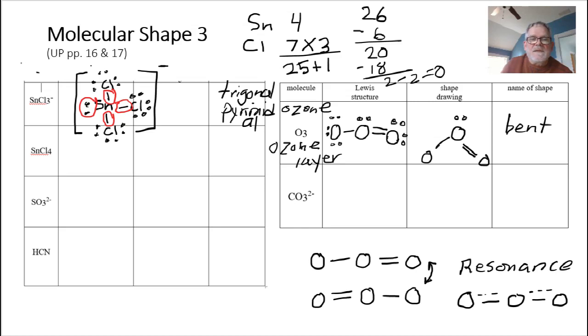And the shape is, we've got tin in the center, and then we have a chlorine up here, a chlorine down here, and a chlorine down here. This is like a flat triangle. Because it is a triangle, we know that the angle between each of the chlorines coming off of the tin is 120 degrees.